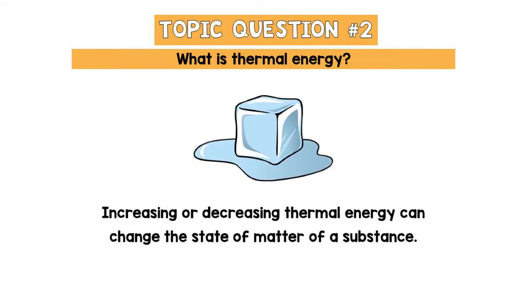Now let's consider an ice cube. If you have an ice cube and you heat it up, what happens? Well, it melts and turns into water. Similarly, if we wanted to take water and turn it into ice, we would need to freeze it or decrease the temperature. This happens because increasing or decreasing thermal energy can change the state of matter of a substance.